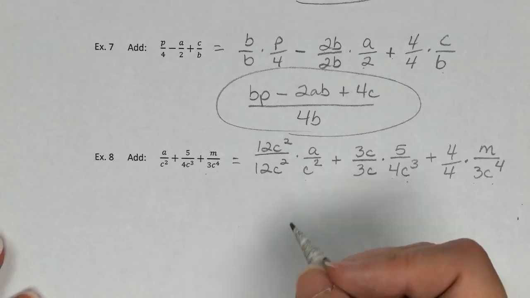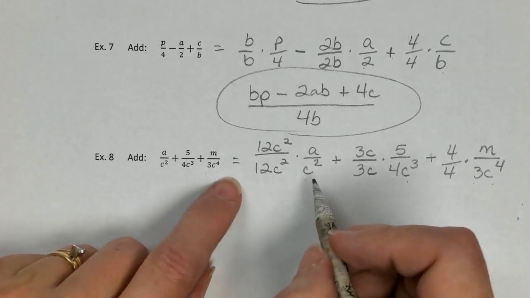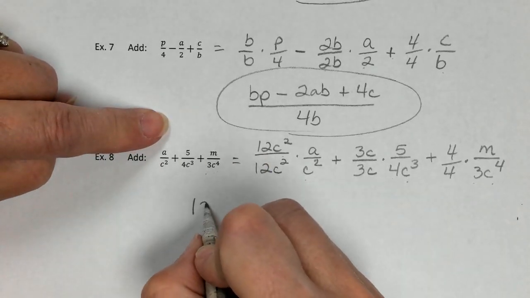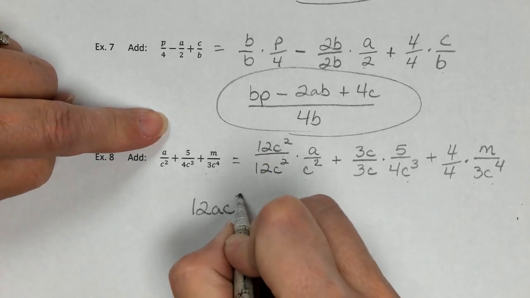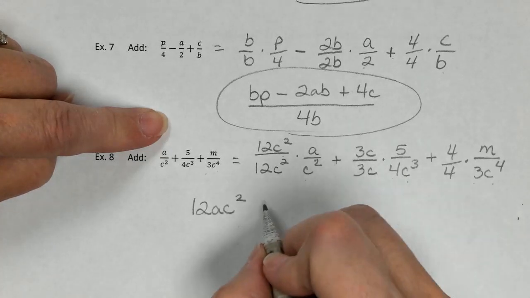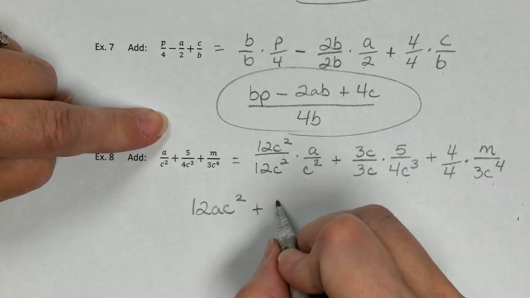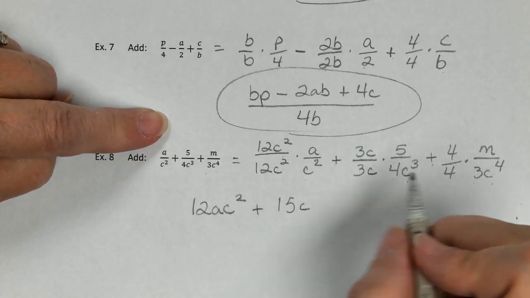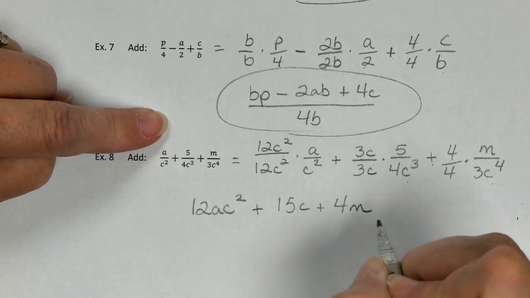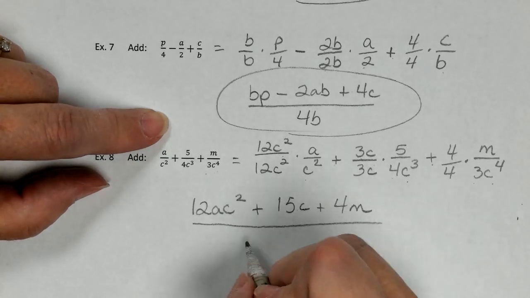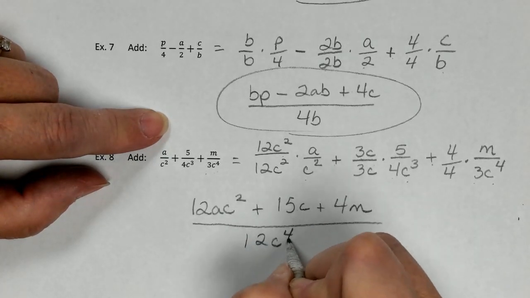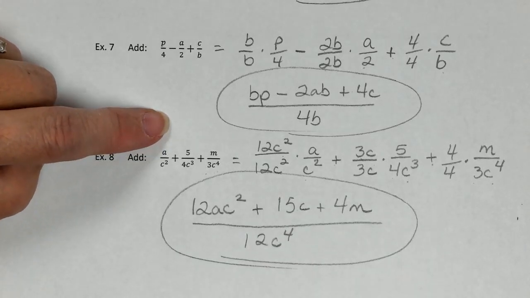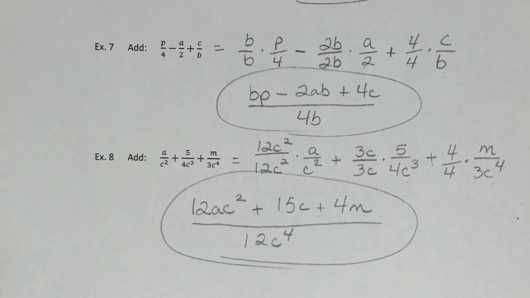And I can go ahead and write this as one fraction as I multiply the numerators here. 12ac squared plus 3 times 5 is 15c plus 4m all over 12c to the 4th power. And we are done. Have fun adding fractions.